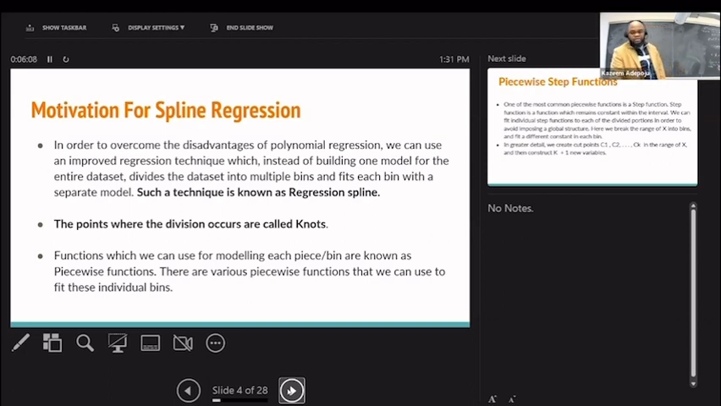That is why I said, in order to overcome the disadvantages of polynomial regression, we can use an improved regression technique in the name of spline regression. In polynomial regression, we were only building one model for the entire data. But in spline regression, we're going to divide the data set. But how do we divide the data set into bins? I'm going to walk you through that in this lecture.